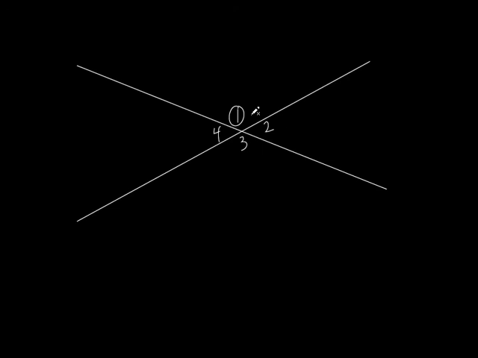Now, 1 and 2 wouldn't be opposite. What would 1 and 2 be? You actually have two choices. You could say they're a linear pair, or you could say they're adjacent. Right, you actually have two different answers for that, don't you? But 1 and 3, what are 1 and 3?